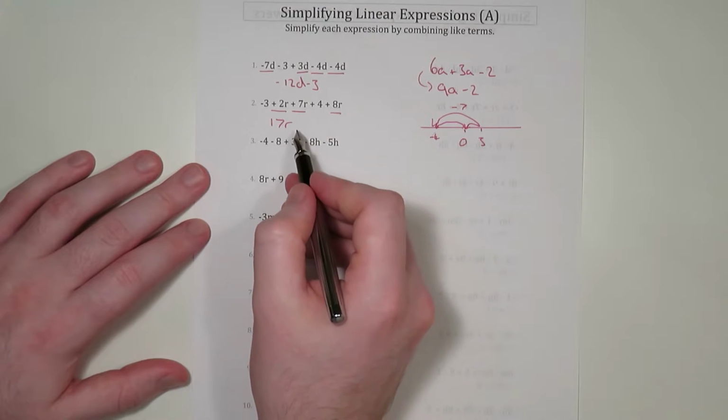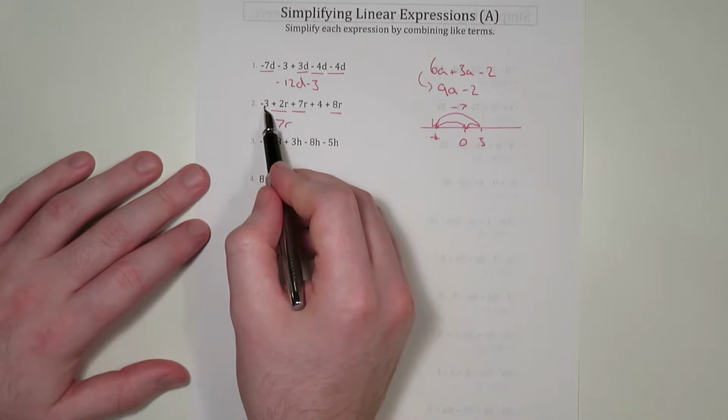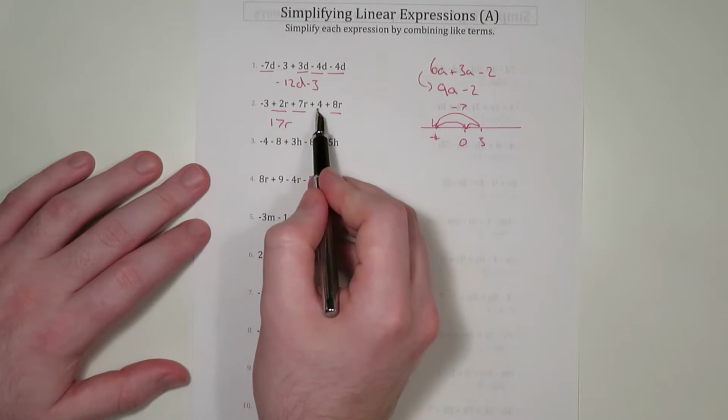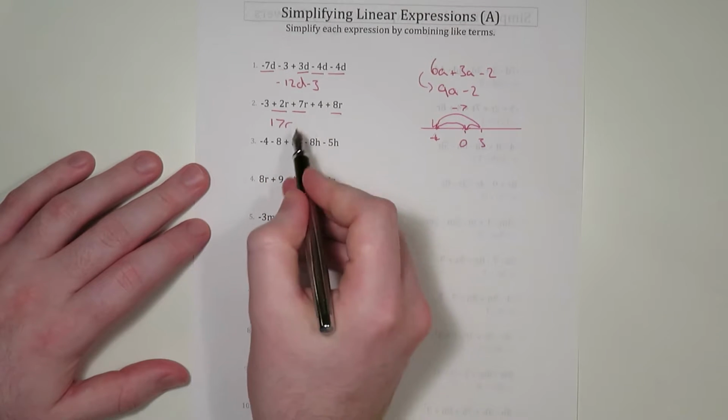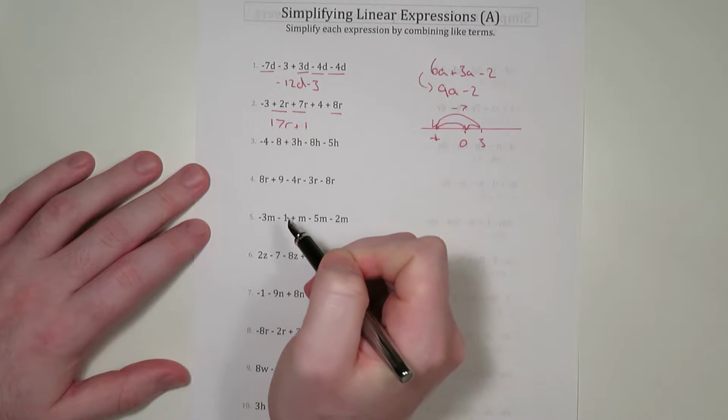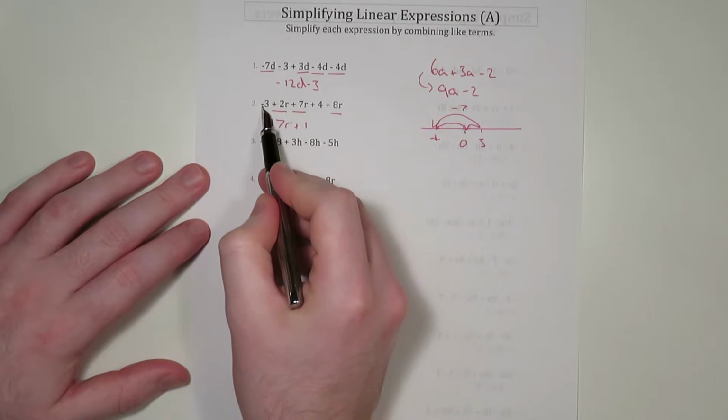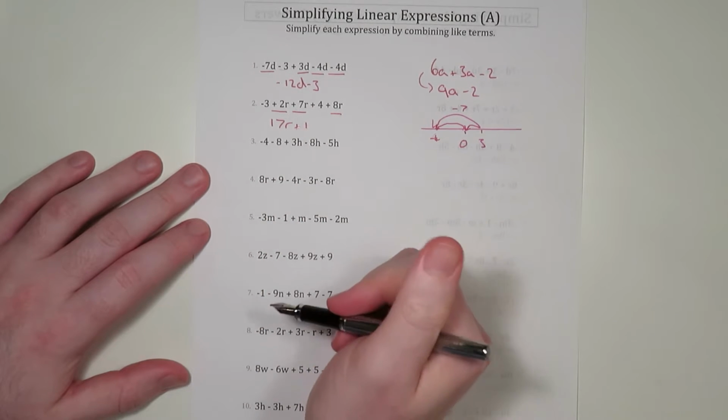Makes no difference. And then we've got the number terms, so we've got minus 3 plus 4. So if we have minus 3 and then we add 4 to it, we're left with positive 1. Or if we have 4 and we subtract 3, then we're left with a positive 1 still.